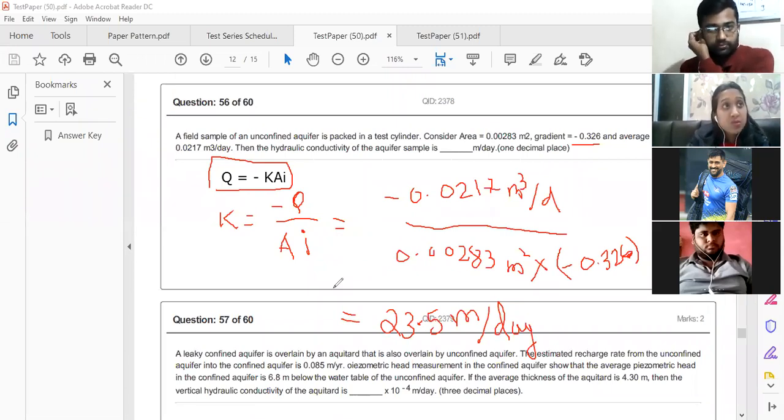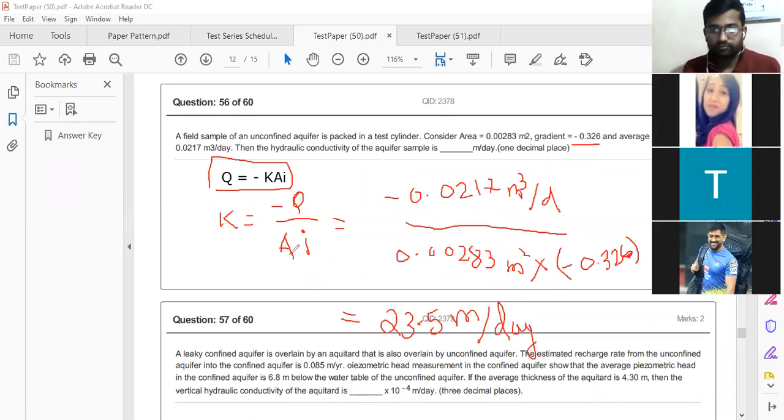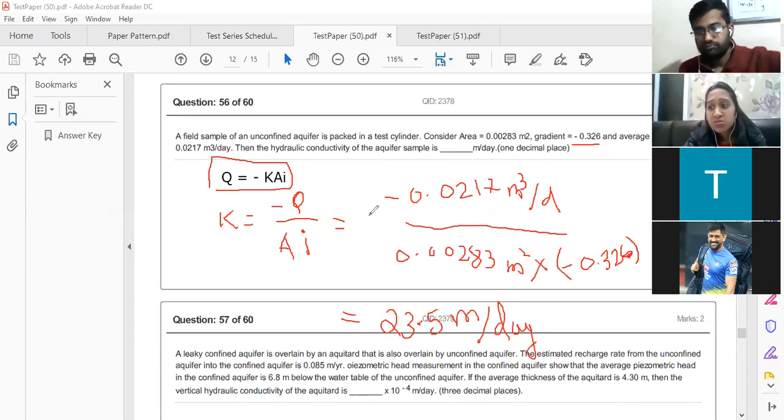23.5 meter per day. Sir, that means in any case we won't get a negative answer. No, not negative. Sir, not only for this question, in any question, if we are getting a negative answer, we don't answer in negative. See, the minus sign is there in the formula. So every time we need to consider gradient negative. I'm not asking particularly about this question. Like any question comes and the answer is coming in negative, we won't answer in negative, right? We will write just the magnitude, the value.